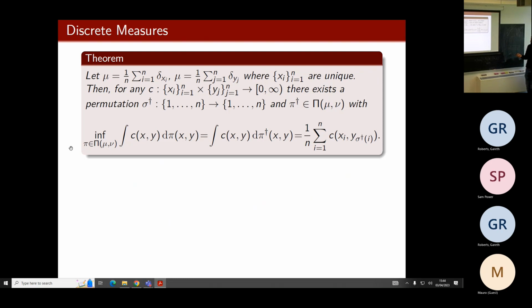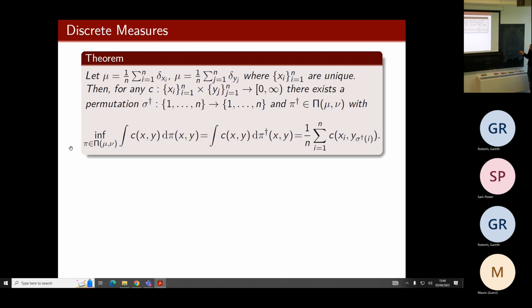Okay, so here I'm going to assume that my mu and my nu are just n Diracs, and they're all equally weighted. I assume these points are also unique, just to avoid problems like mass splitting. So in this case, my optimal transport map itself can be seen as being a permutation, which I think is natural.